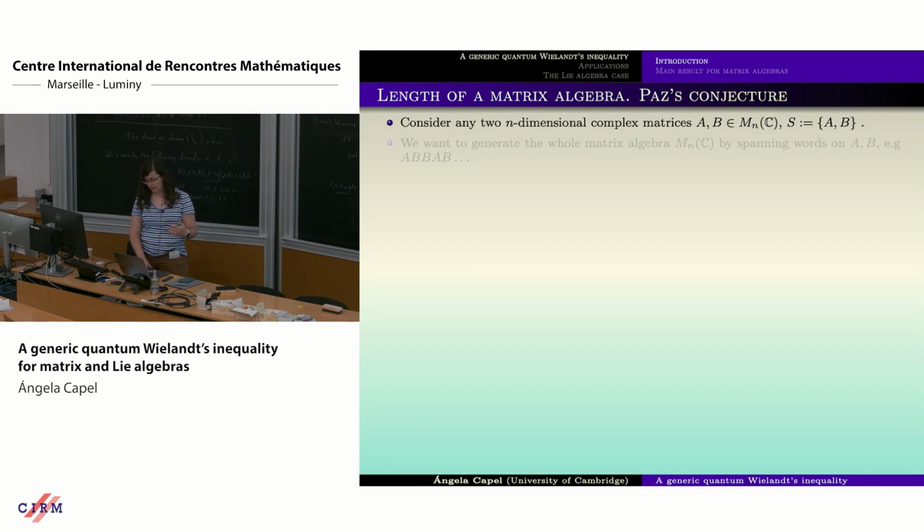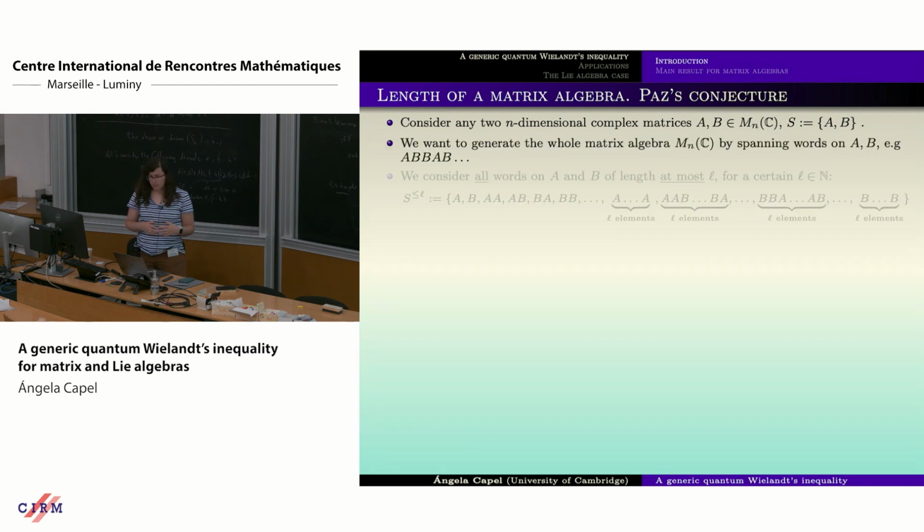So I'm going to denote by S the set of A and B. And what we want to do is essentially taking products of A and B, we want to generate the whole matrix algebra. So of course, if we only consider A and B and our matrix algebra has very large dimension, it's not going to be possible to generate it only with A and B, but rather what we are going to do is start taking words in these matrices, so start taking products composed from them.